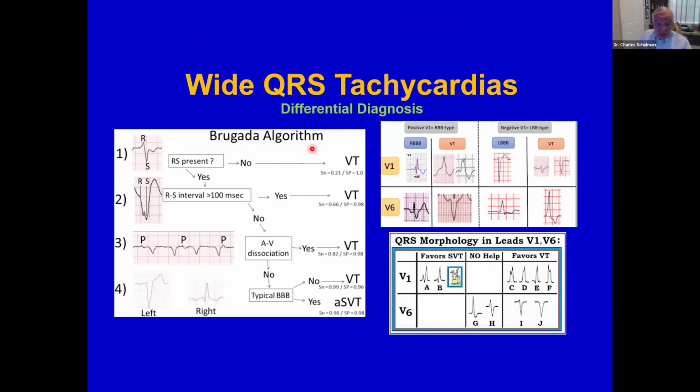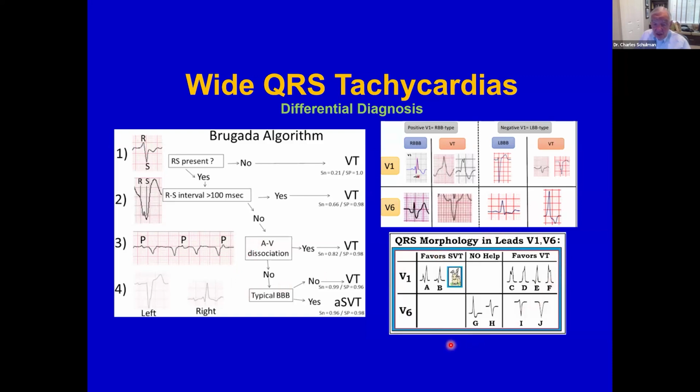So in the differential diagnosis, we can look at several aspects. One is the Brugada algorithm. If there is both an R and an S wave present in the precordium, then I go on; if there is not, that's VT. If there is, look at the distance between the beginning of the R wave and the nadir of the S wave. If that's more than 100 milliseconds, that's VT. But if it is not, look for AV dissociation, which I've just described. And if not, look at morphology.